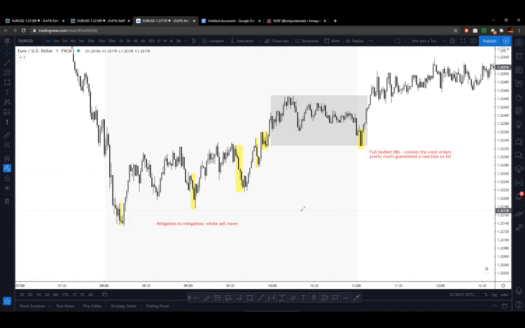The first one I wanted to go over was the mitigation to mitigation. Essentially, this is that whole sell to buy, which we just went over in the price delivery. But this is following mitigation to mitigation. So sell to buy mitigates here.